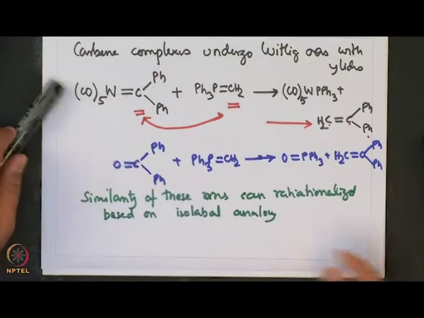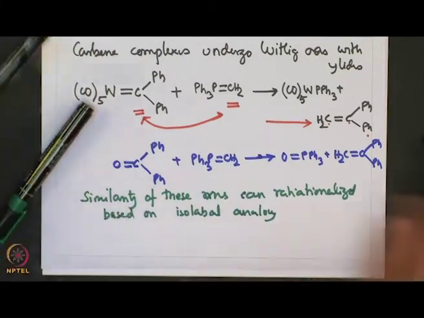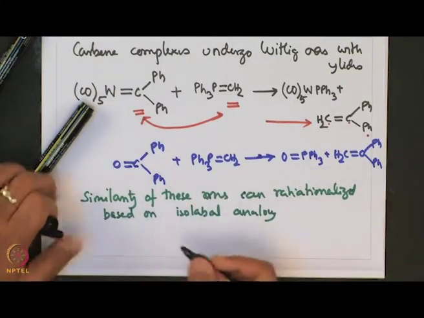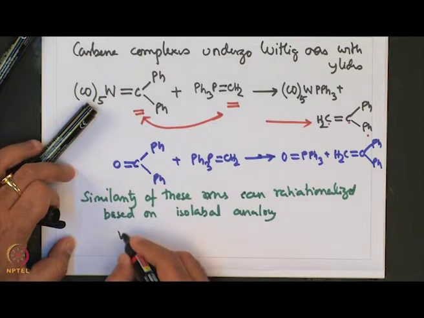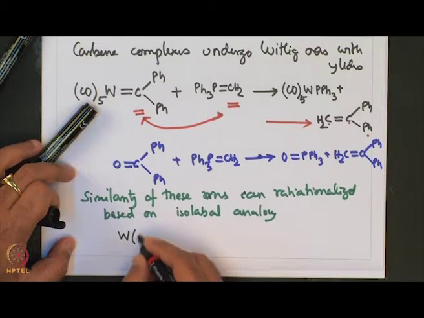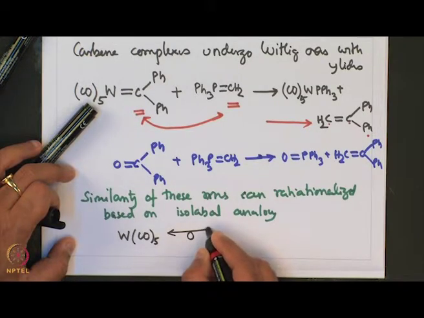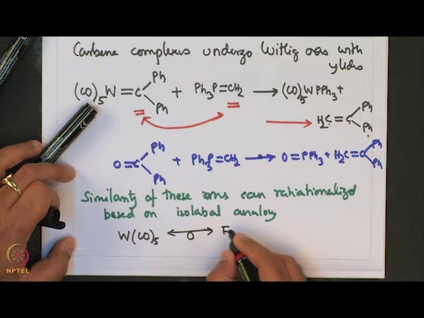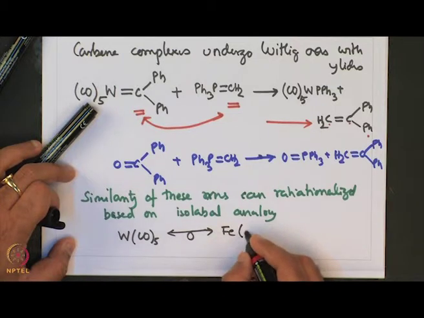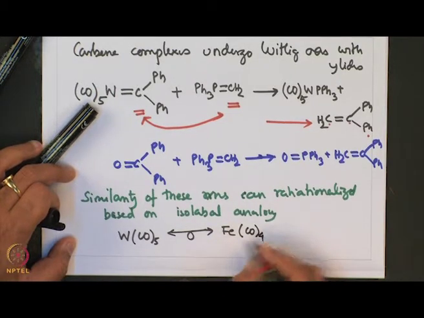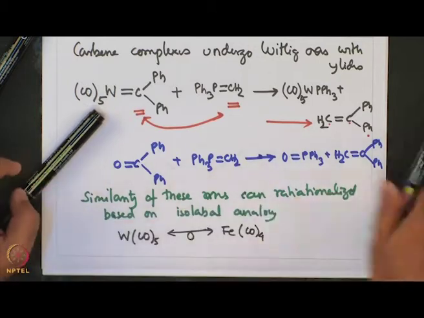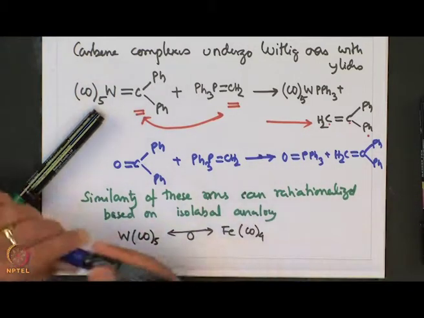For example, tungsten pentacarbonyl is isolobal with iron tetracarbonyl. These can be explained as such.